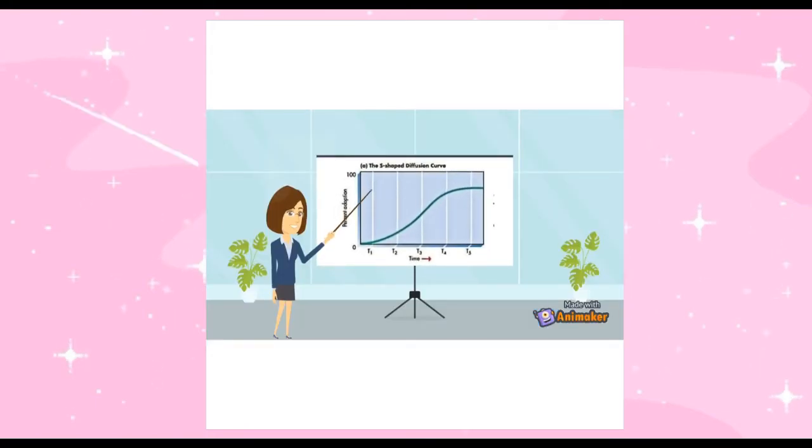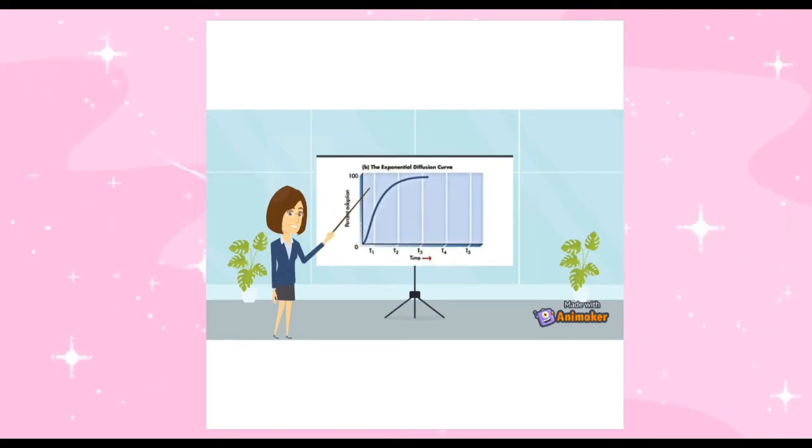An S-shaped diffusion curve has a slow initial growth of adopters that will rapidly grow as time progresses. On the other hand, an exponential diffusion curve has a rapid initial growth of adopters as time progresses.